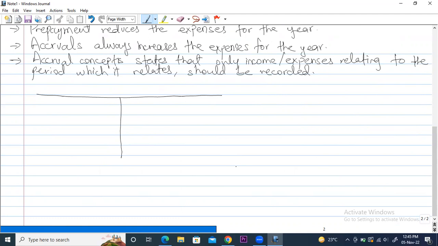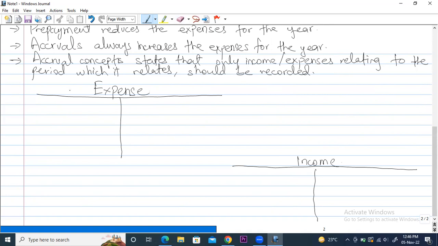Like we make a T account for every type of thing. So first I'm making one for income, and then I'll make one over here for expense. Okay, so this is the expense one. First I'll write the expenses. This is the expense, and this is the income.